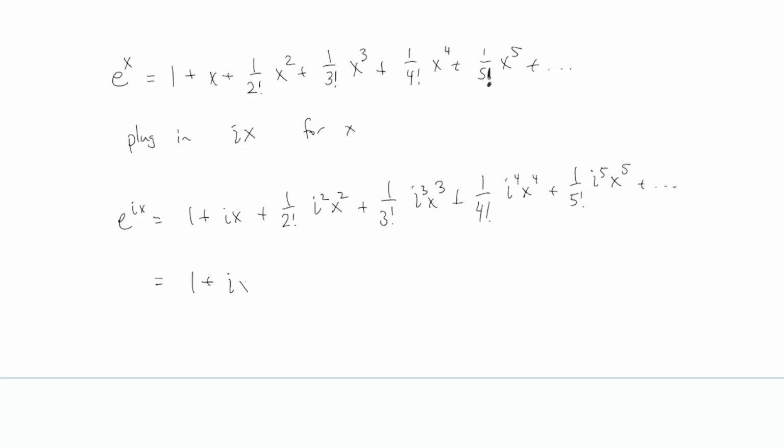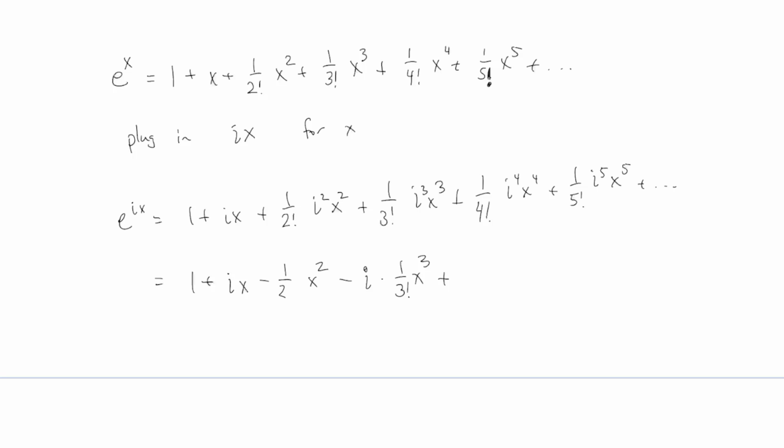This one is just i, you have to leave it like that. 1 over 2 factorial. Okay, now this one, i squared, is the same as -1. Would you mind if I just make this a minus sign here? i squared is -1, so this one becomes that, right? And then i cubed. i cubed is -i, so I'm going to write the next one as minus i times the other stuff, like so, right?